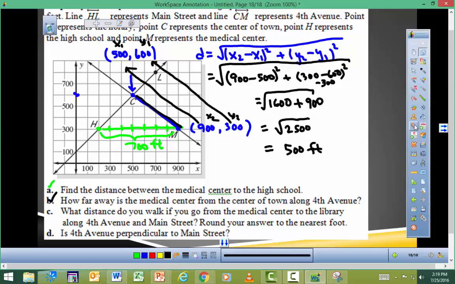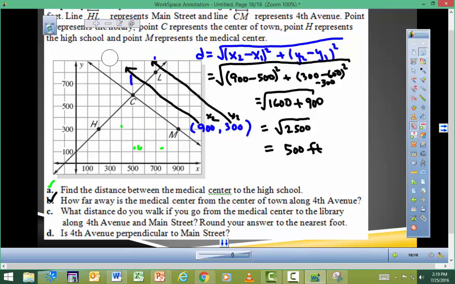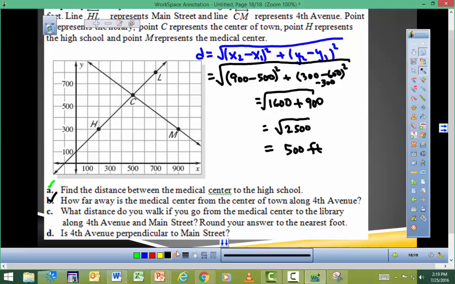Okay, so now let's just erase some stuff so I can do the next part here. Clean things up a little bit. How about if we do part C now? I'm going to use red for part C. What distance do you walk if you go from the medical center to the library? Medical center to the library. If you walk along 4th Avenue, so you got to go this way. Okay. And then you got to go that way.